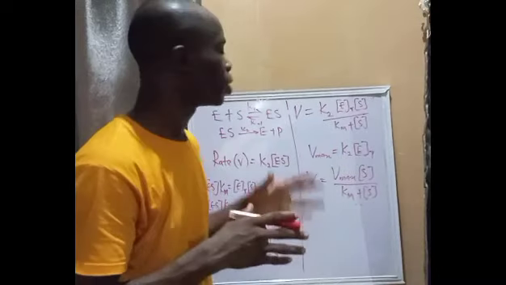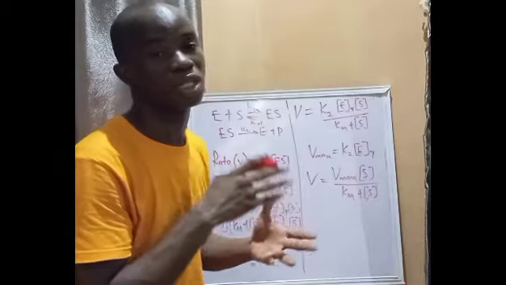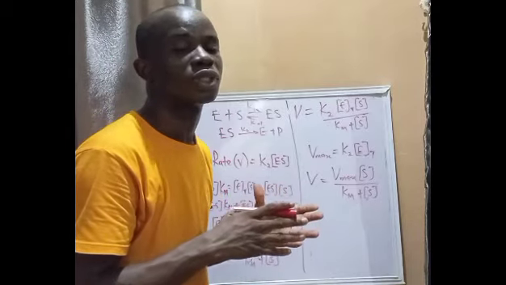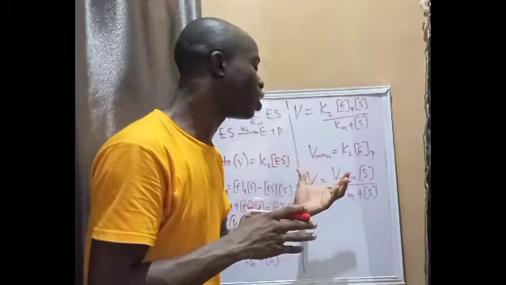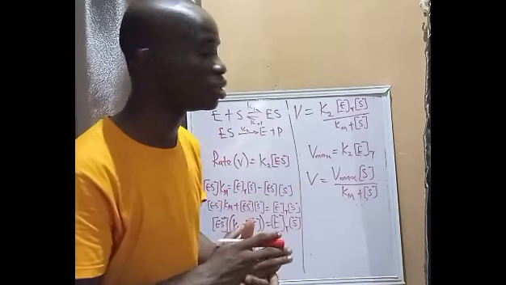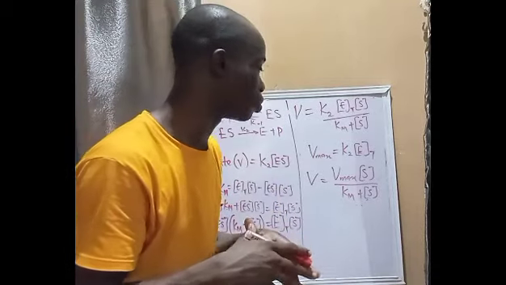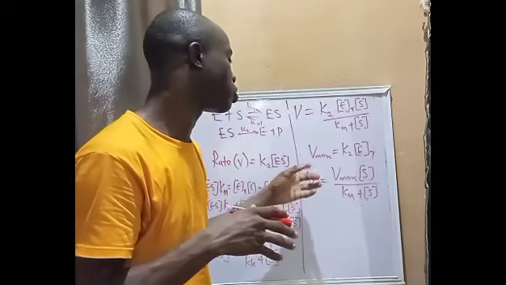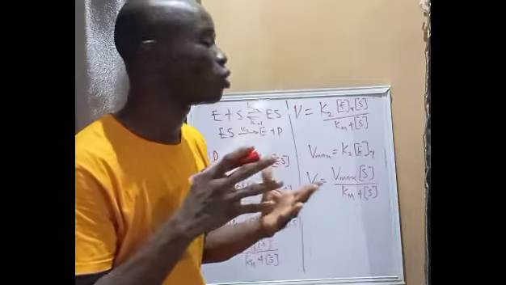Now, it is this Michaelis-Menten equation that was linearized in order to get the Lineweaver-Burk equation. The linearization of the Michaelis-Menten equation gave us the Lineweaver-Burk expression, which helps us to get a straight line graph when we plot the reciprocal of velocity against the reciprocal of substrate concentration.